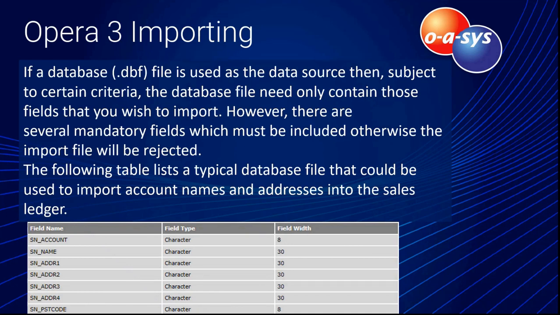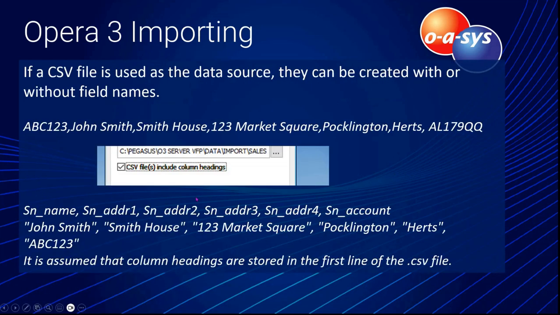The following table therefore shows us a list of typical database file names that could be used to import account names and addresses into the sales ledger, for example. I want you to notice the field names, because they are the same as you would use when we look next at the CSV file import. If a CSV file, a comma separated value file, is used as the data source, then it can be created with or without field names.